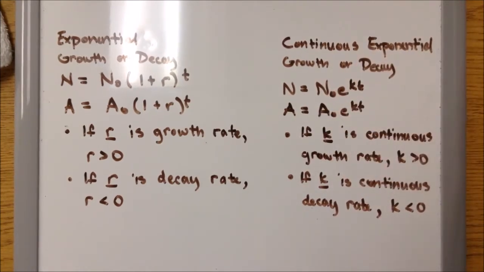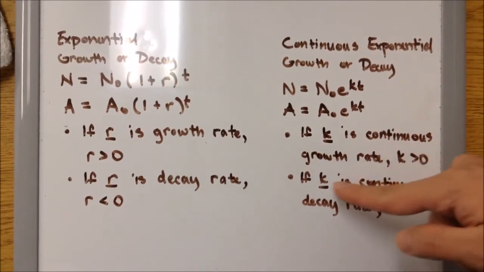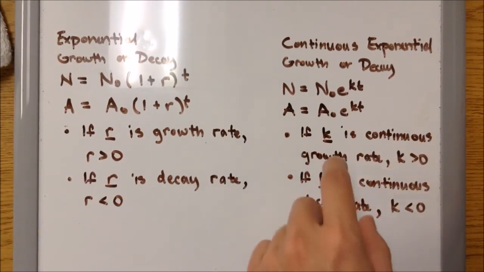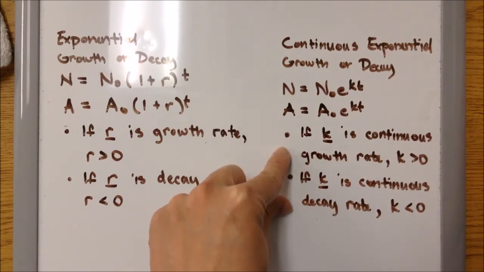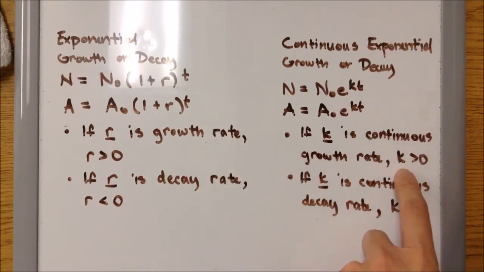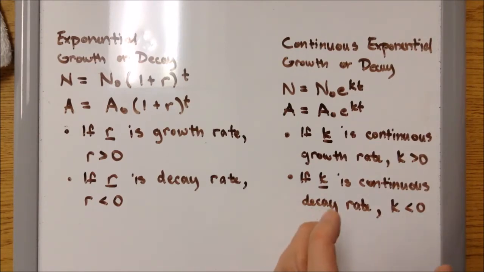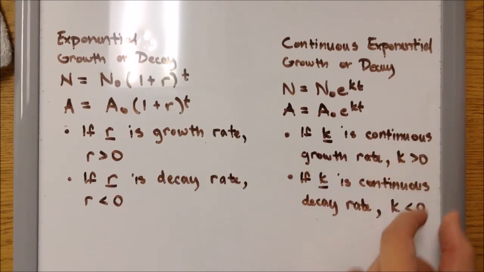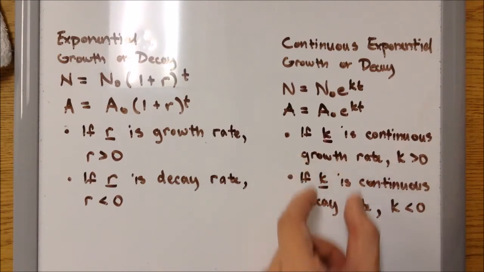Now, the description. If k is continuous growth rate, then k is greater than 0. If k is continuous decay rate, then k is less than 0. So just like over here, you would determine if it's a growth rate or decay rate if they give it to you. Now, if they give you a k that is a positive number, it's a growth rate. If they give you a k less than 0, meaning a negative rate, then it would be a decay rate. So again, sometimes problems will tell you it's a growth rate or decay rate. Sometimes it gives you the k value, and depending on if it's positive or negative, that's when you determine if it's a growth or decay.